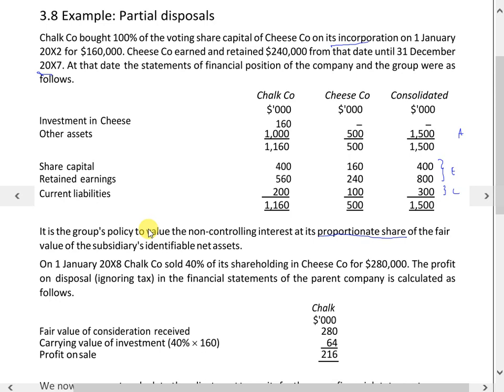The profit on disposal is calculated as follows. Now, I hold 100 and now I sell 40. So is there a cost in the account? No, there's no cost in the account. So this one is individual. Individually, I buy 160. If I sell 40%, what's the cost? 160 is 100%. And I sell 40%, means the cost of the 160 is 64. And I sell it for how much? 280. So in the parent's individual book, they will record the gain on disposal of 216.